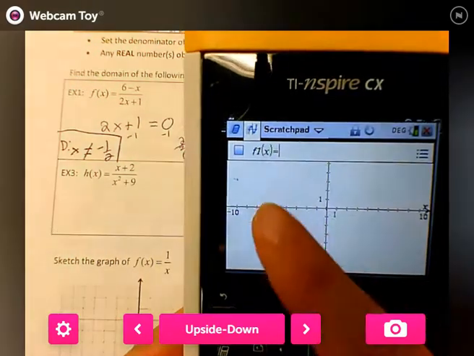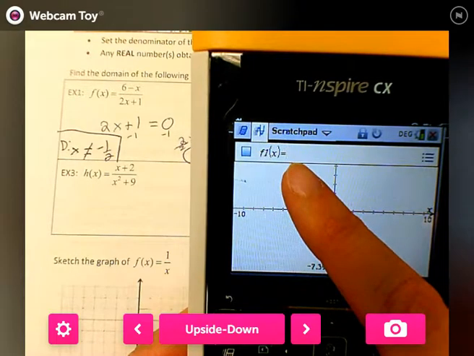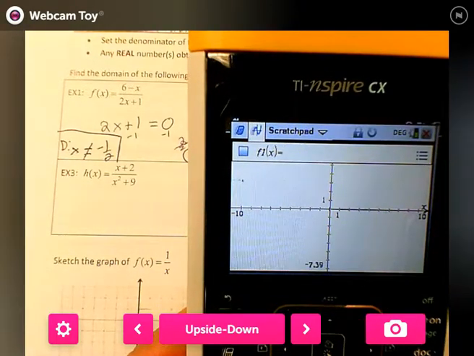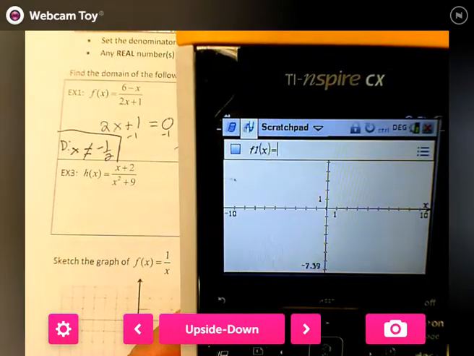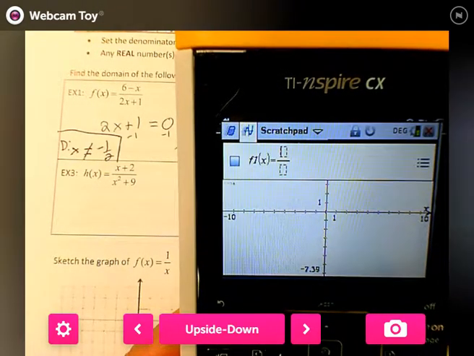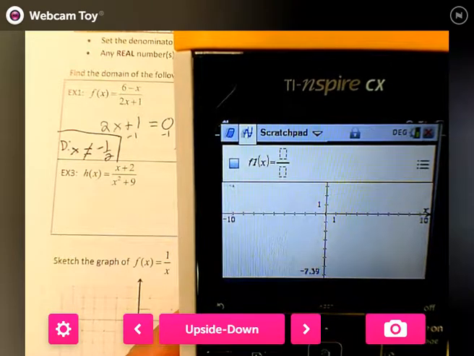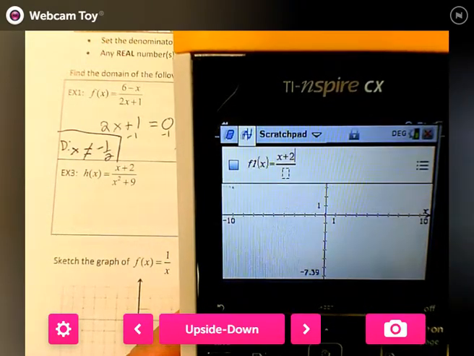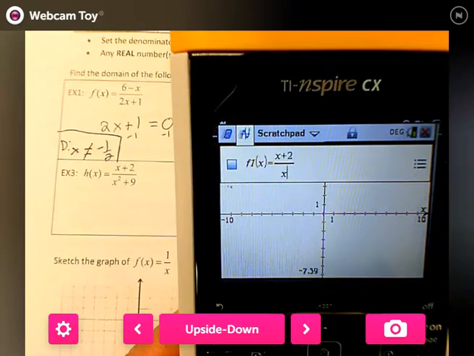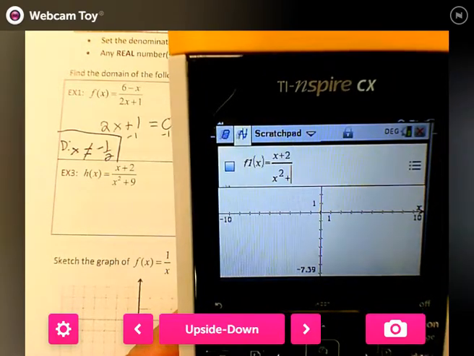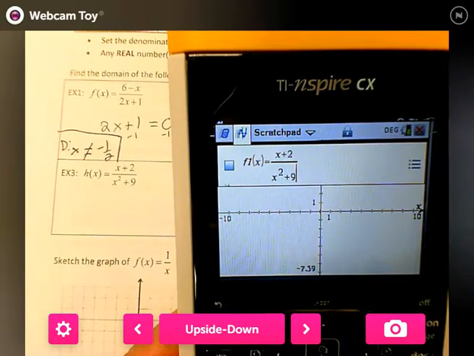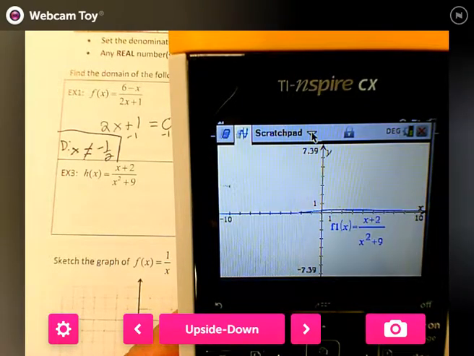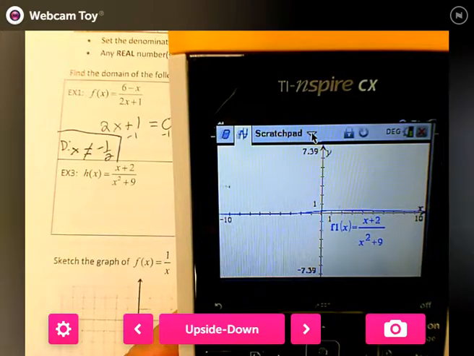You should get this little fx of 1 on here. If that doesn't show up, just hit the tab button. Okay, now I'm going to hit Control Divide, and it makes my fraction. And then I'm going to hit x plus 2 on the top and x squared plus 9 on the bottom. Then I'm going to hit Enter. Do we see the graph?